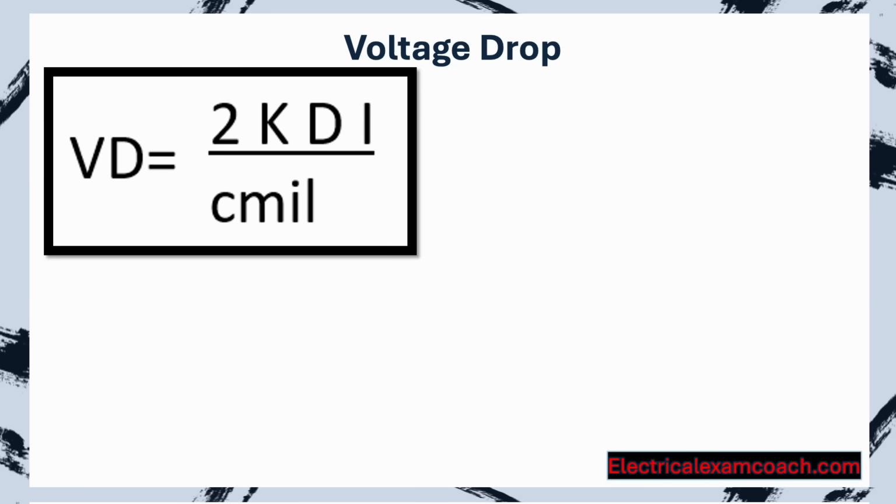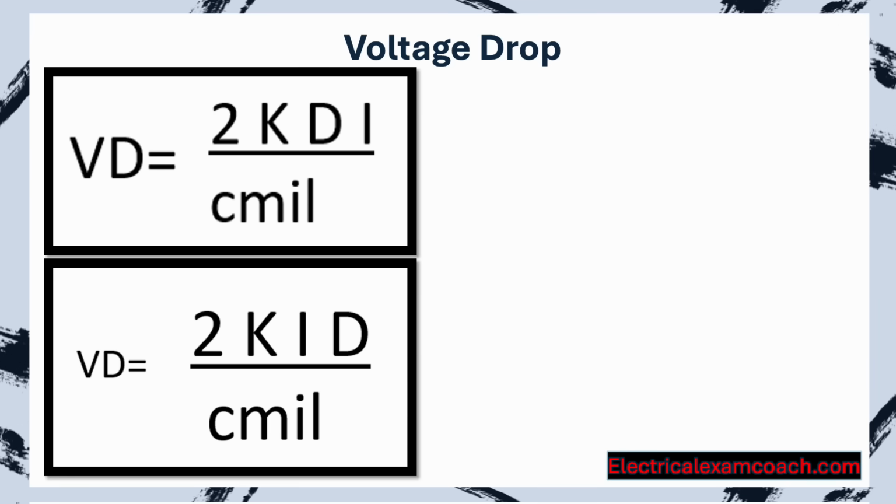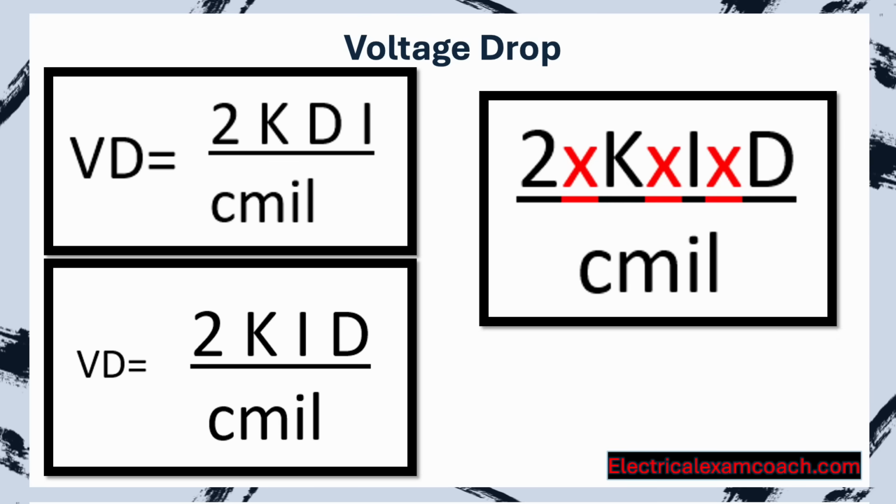And it's actually the one that I use. But I've rearranged it so it's easier to remember. I do it like this: 2KID over C mil. Easy to remember and easy to plug in. And what this is, just like previously in the program, this is implied multiplication. So it's going to be 2 multiplied by K, multiplied by I, multiplied by D, divided by C mils.